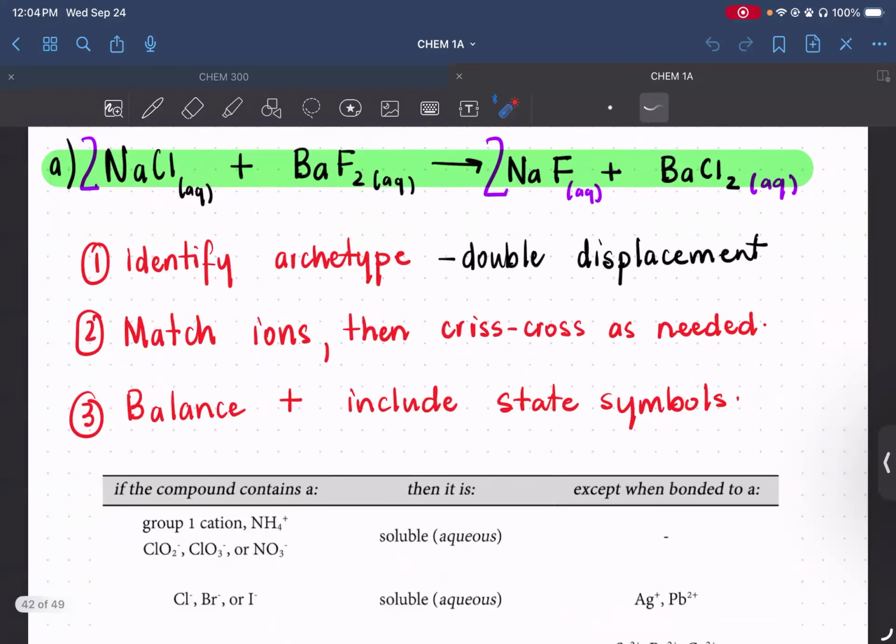We went through the process of predicting the reaction. Number 1 is identify the archetype. Then we will match ions and crisscross as needed. And finally, we will balance and include state symbols. I want to reiterate what I said last week. The procedure is meant to be followed in order. More often than not, when I see students making mistakes, it's because they've skipped from 1 to 3, completely ignoring number 2. I understand wanting to balance stuff out as soon as possible, but it's one of the last things that we do, as well as state symbols.